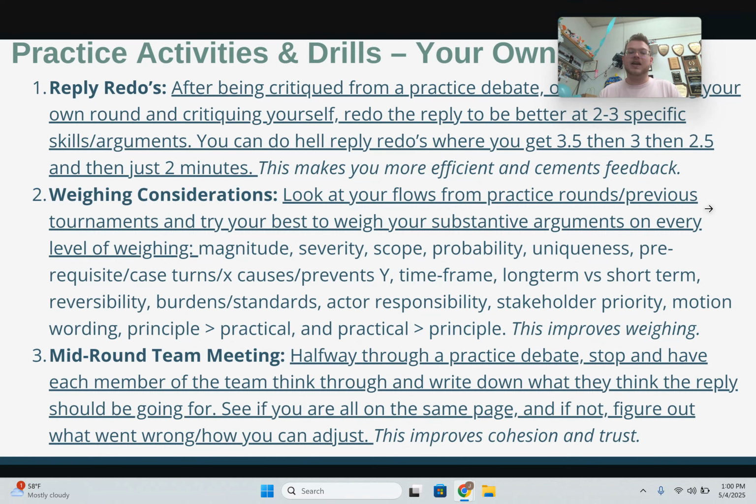And then lastly, in a real practice debate, you can have a mid-round team meeting. Halfway through the debate, stop and have each member of the team independently think through and write down what they think the back half strategy or the reply should be going for. Then see if you're all on the same page. And if not, figure out what went wrong, how you can adjust, or how to get on the same page. This improves your team's cohesion, trust, and preparation skills.